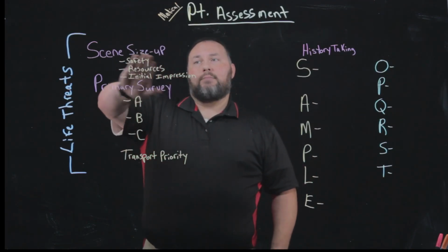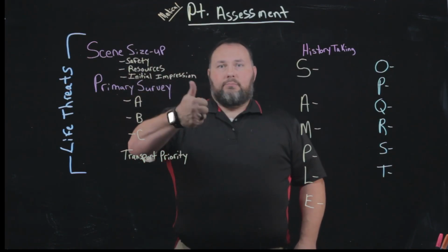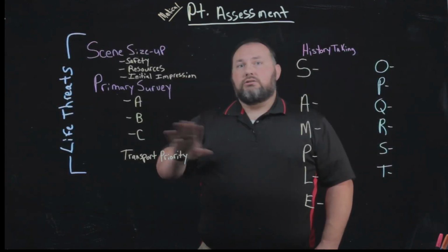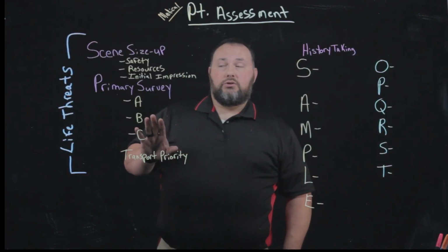So that is what happens in the scene size up. PPE, BSI, how many patients do I have? What's the mechanism of injury? Do I need additional resources? And then finally, with life threats, C-spine. Do we need to take C-spine? This is a medical patient, so we can assume we do not need to do C-spine.